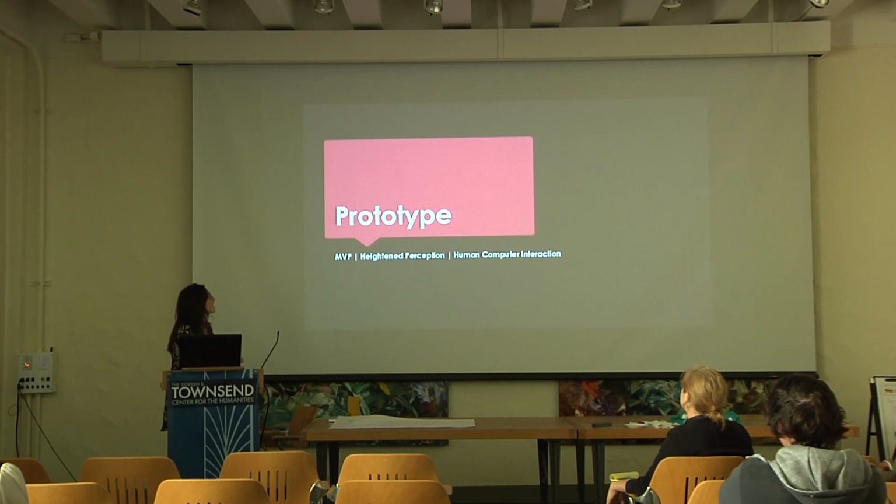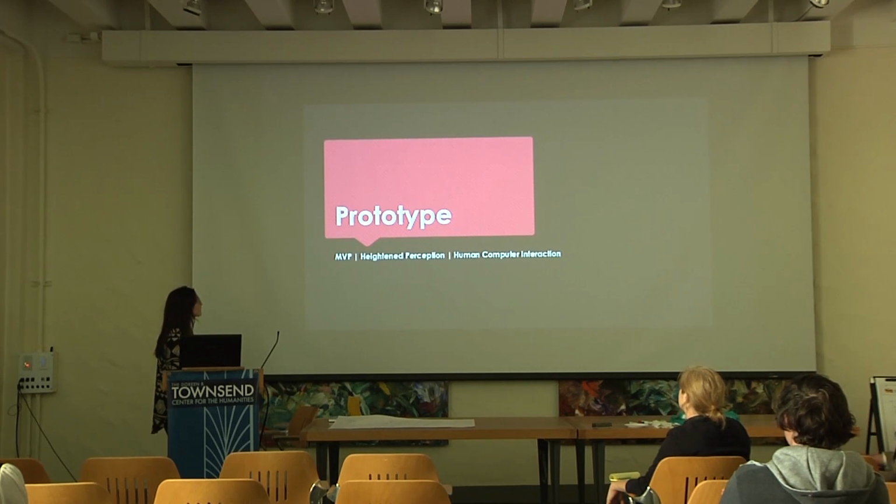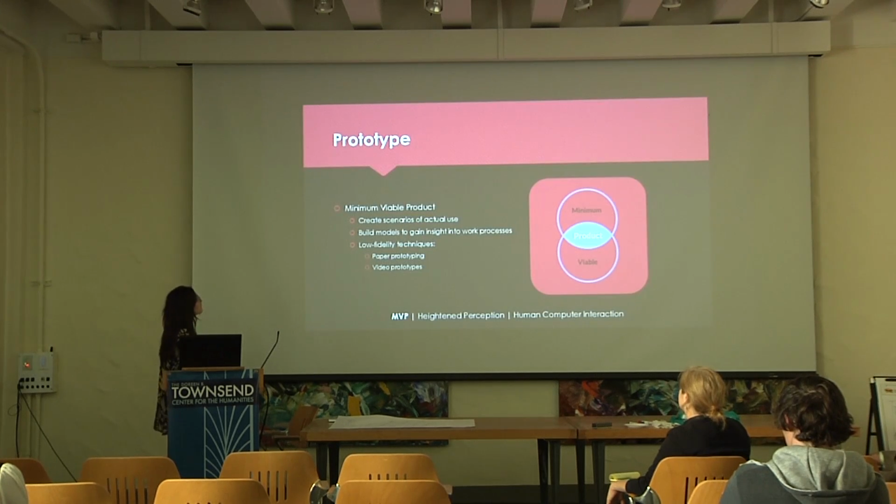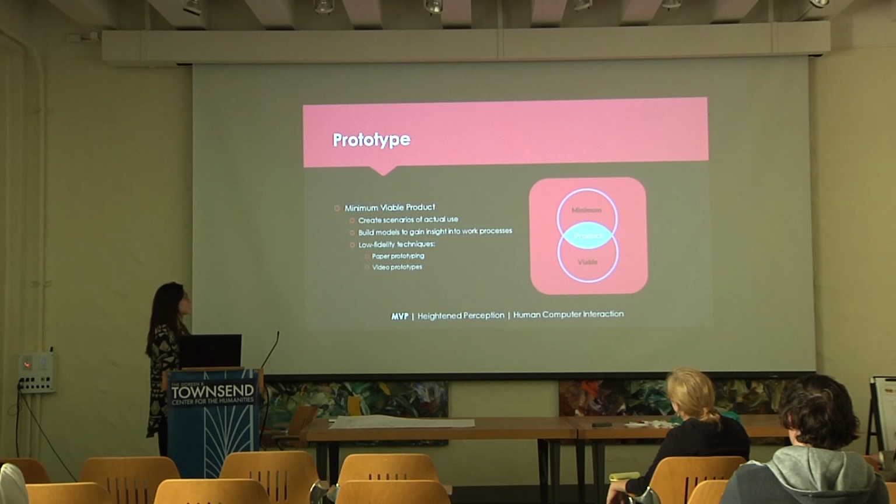So after you've done your designing, you're going to move to prototyping. And three things I'm going to touch on today are your minimum viable product, heightened perception, and human-computer interaction. So when you're creating a prototype, you really want to keep minimum viable product in mind. So what's the least you can do to still reach your end goal? And you want to do this in a way that you can put out multiple prototypes really quickly and get reactions on them to go through the process again.